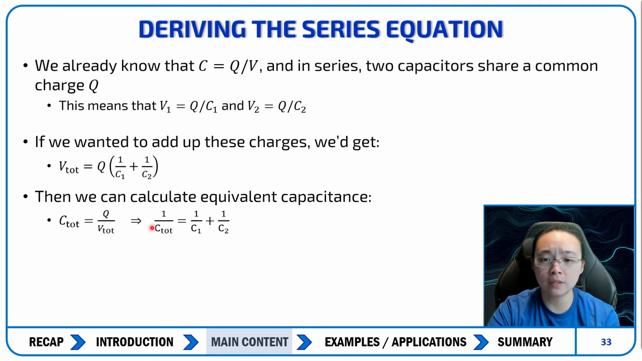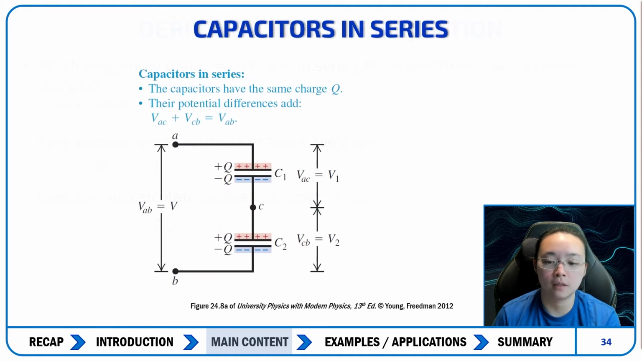So C total is going to be equal to Q over, so the Q gets canceled out, and you get 1 over 1 over C1 plus 1 over C2. So you just move that around and you get something that looks prettier. You get 1 over C total equals 1 over C1 plus 1 over C2. So that's the equation for equivalent capacitance for capacitors in series.